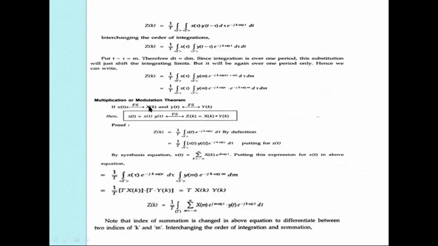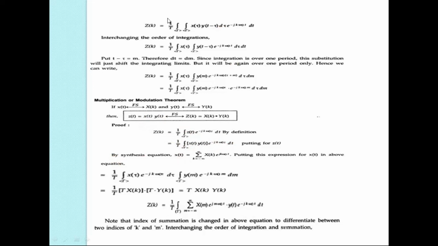X of t, the Fourier series is x of k. Y of t, the Fourier series is y of k. Taking the product of x of t and y of t, its Fourier series is the convolution of x of k and y of k. First, I take the analysis equation. Z of k is equal to 1 by T, the integral over T, z of t, e power minus jk omega naught t dt. And z of t, take as x of t and y of t: 1 by T, the integral over T, x of t, y of t, e power minus jk omega naught t dt.